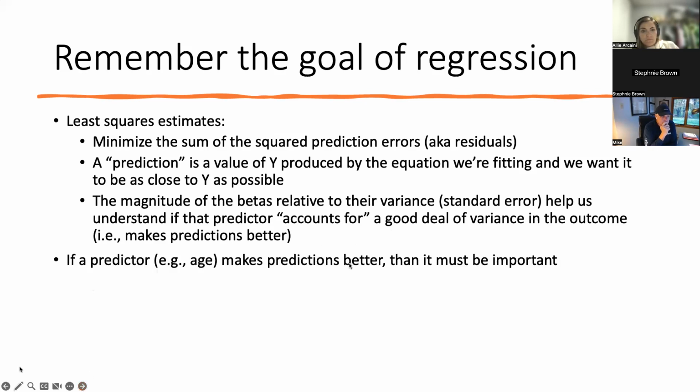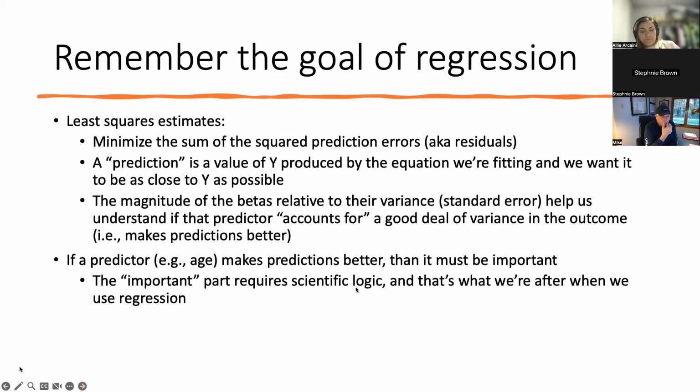So if a predictor like age accounts for a lot of variance, it's going to reduce the residuals, making the model fit better. And logically then, if it makes the model fit better, makes prediction better, then it must be important, scientifically, perhaps.